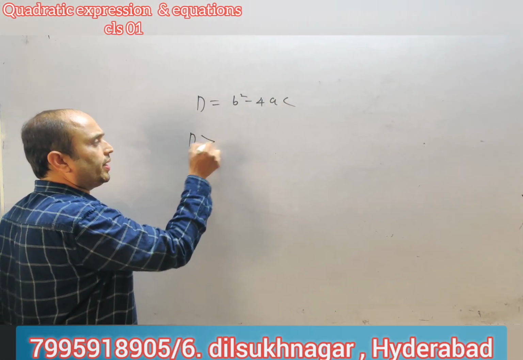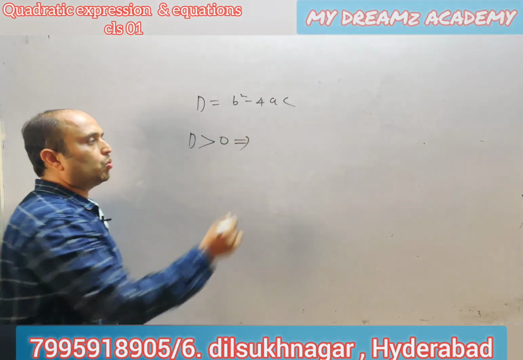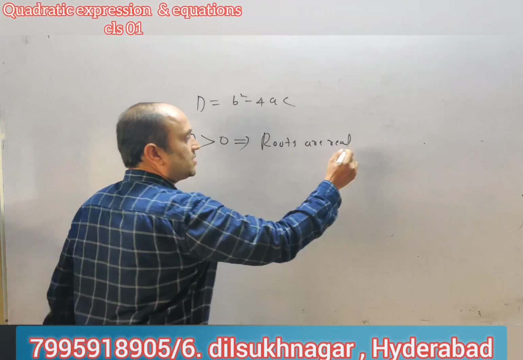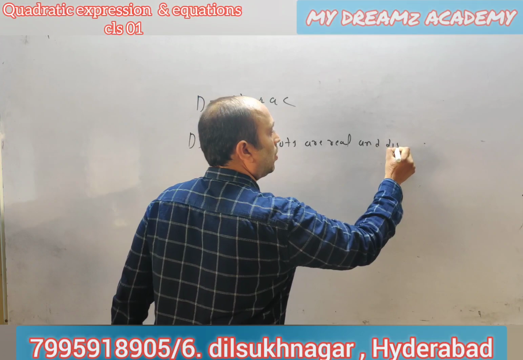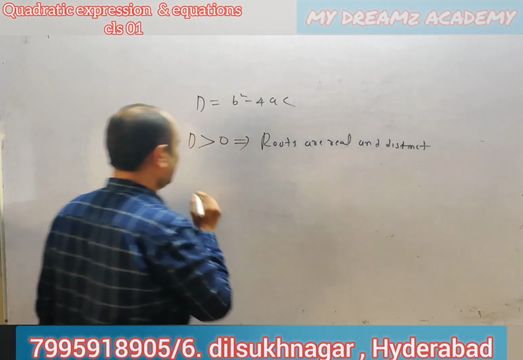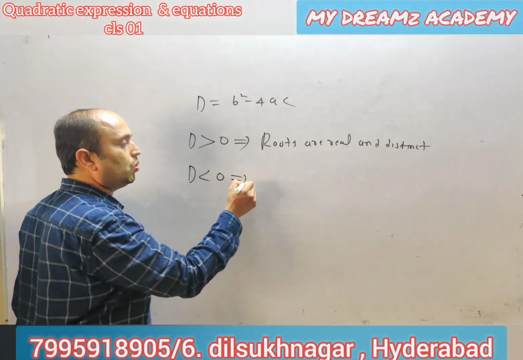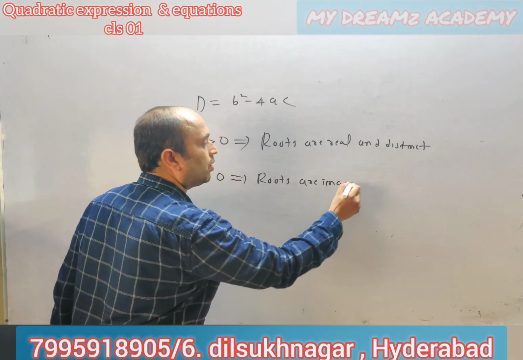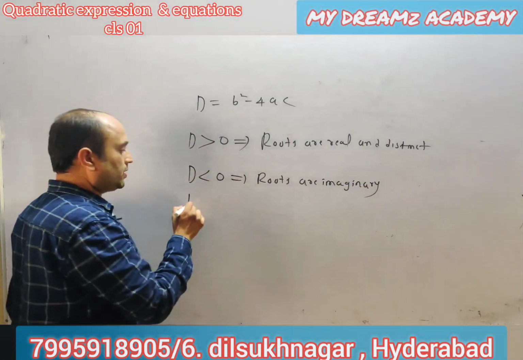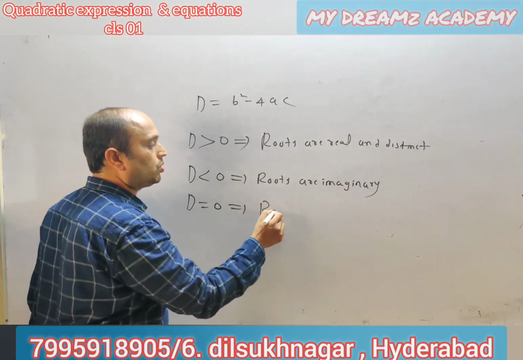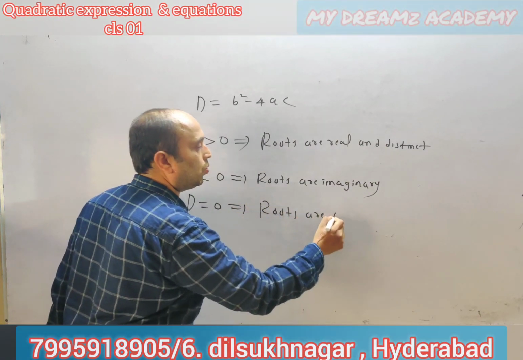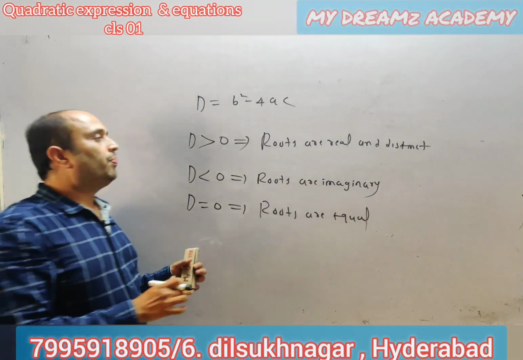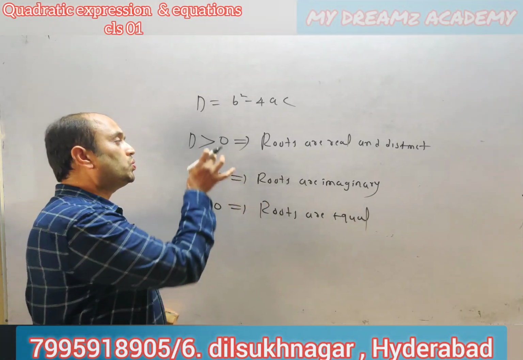If discriminant is greater than 0, roots are real and distinct. If discriminant is less than 0, roots are imaginary. If discriminant is equal to 0, roots are equal. Without finding the roots, we can tell directly by using the discriminant.